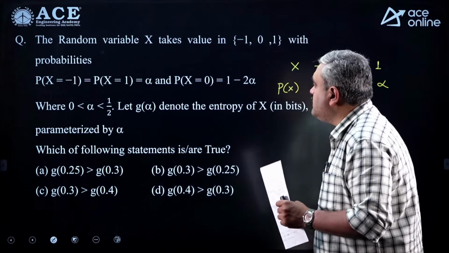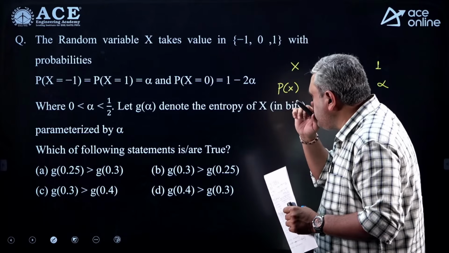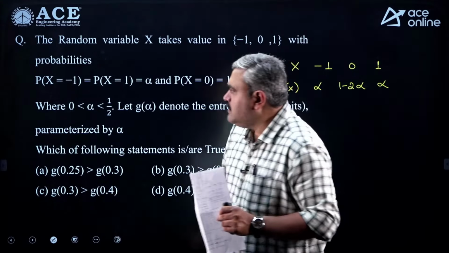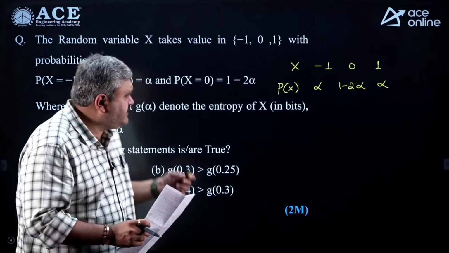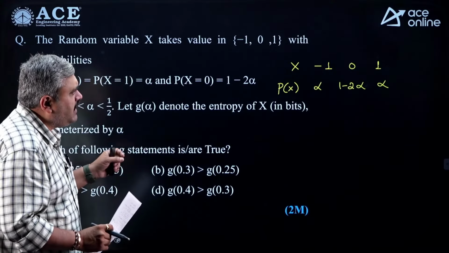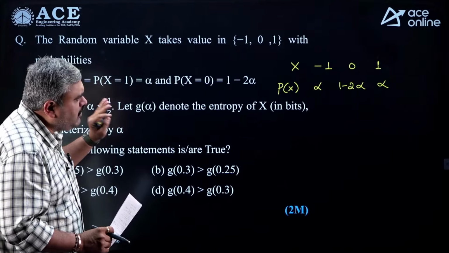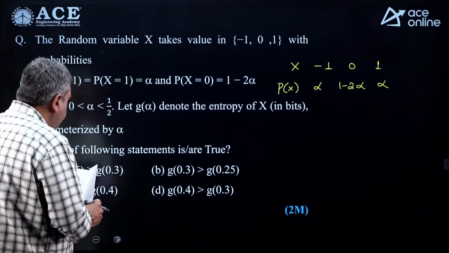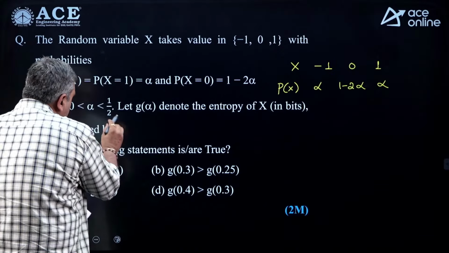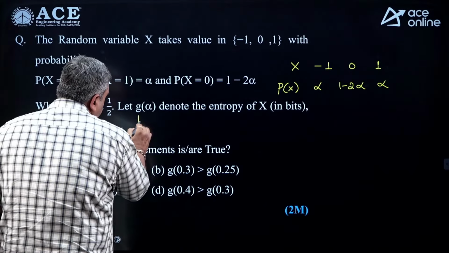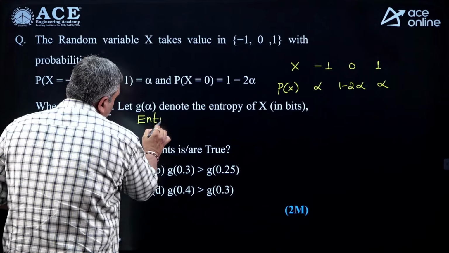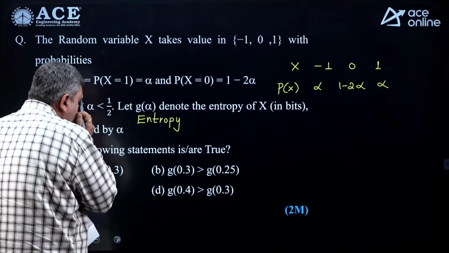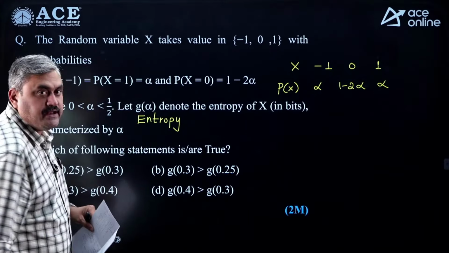Now what is he saying? If g of alpha represents the entropy of x, then which of the following conditions is true? The exact question, what the data is, I also do not know. This is the data we got from our students. So as per the statements given, he is calculating an entropy, whatever g he is talking about here is entropy, and it is a function of alpha. Alpha is nothing but your probability.